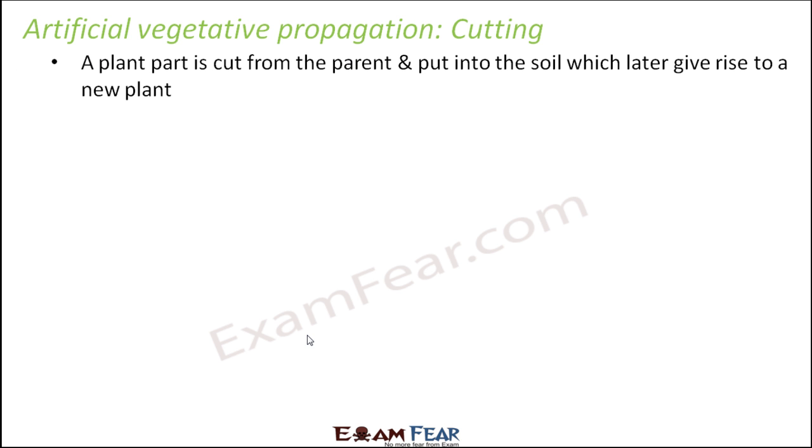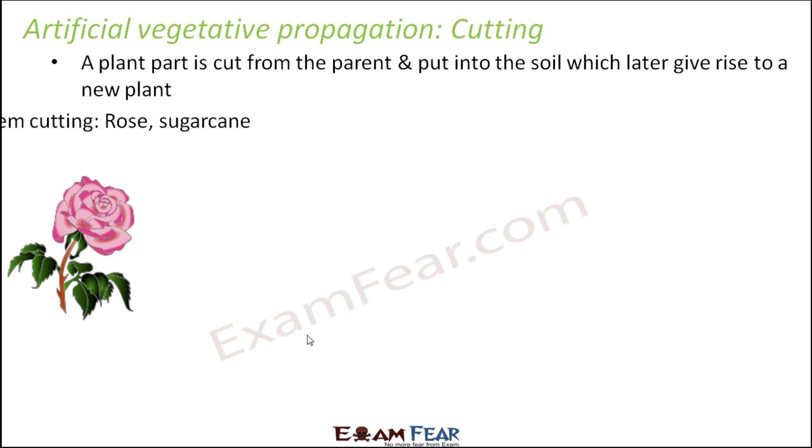So what happens here is a plant part is cut from the parent and then put into the soil, which later gives rise to a new plant. This is a very common technique which is not only done by gardeners and farmers, but even we do it in our small gardens, right? Let us suppose you have one plant, you want another plant of a similar kind. So what you do, you just cut a part of the plant and then plant it into the soil in a separate place. So another plant is formed.